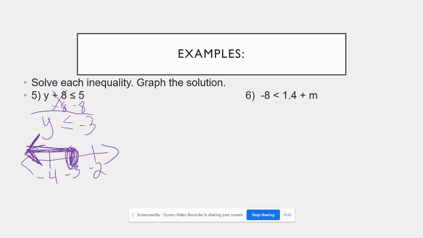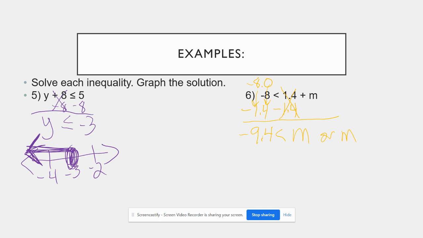We have 1.4 plus m. The opposite of a positive 1.4 is to subtract 1.4 from both sides. Negative 8 minus another 1.4 is negative 9.4. Be careful that you're lining up your decimals. That negative 8 is the same as negative 8.0. So we're lining up our place values and our decimals when we're adding those. 1.4 minus 1.4 adds to 0. We're left with m. So this is our solution.